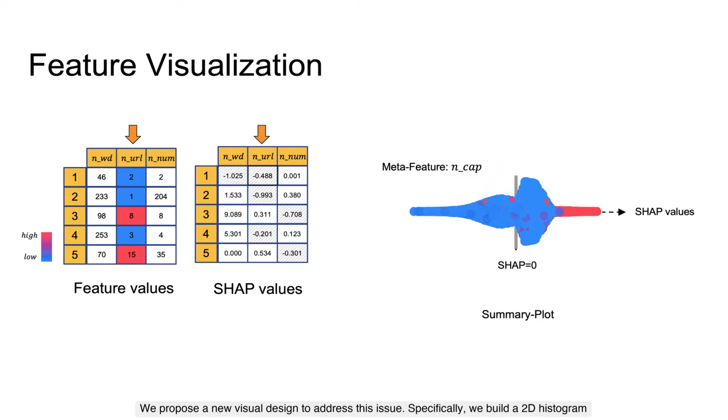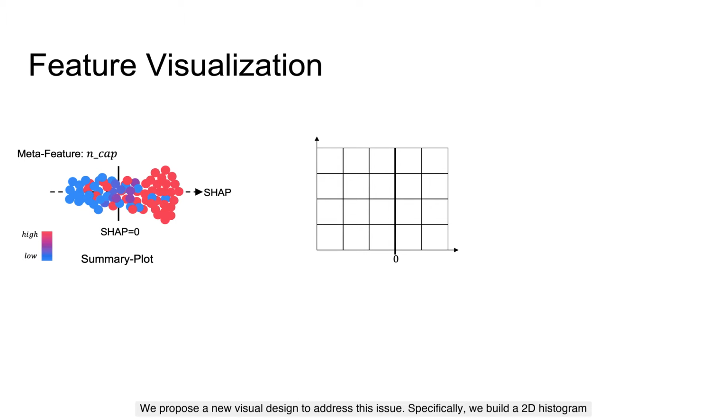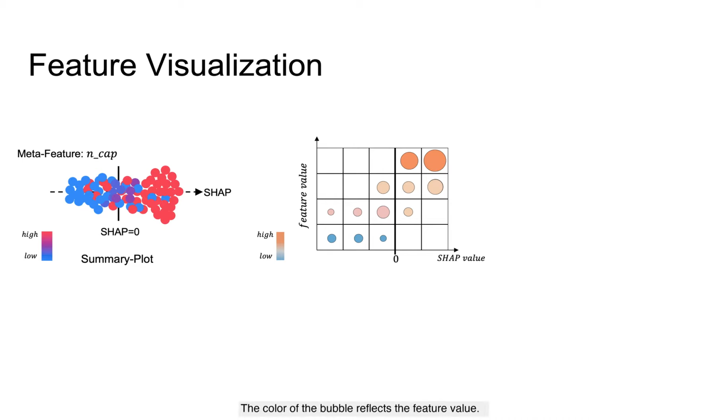We propose a new visual design to address this issue. Specifically, we build a 2D histogram for all points based on their feature value and SHAP value. Each bin of the 2D histogram is represented as a bubble, whose size denotes the bin size. The color of the bubble reflects the feature value. This way, we significantly reduce the number of elements that need to be drawn.